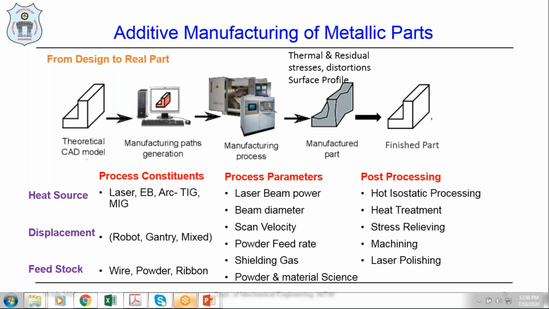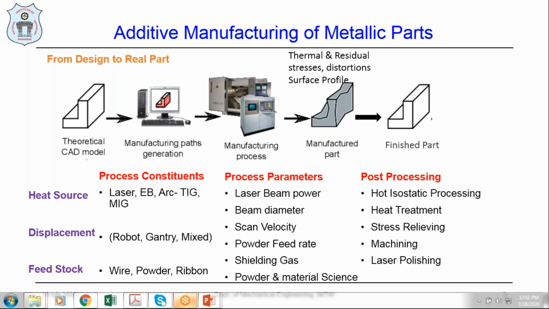The process parameters consist of the laser beam and beam diameter, scan velocity, and the powder feed rate with respect to the DED technique, as well as the shielding gas, how much shielding gas flow rate we are using, and the powder and material science, that is, what the chemical composition of the powder consists of.